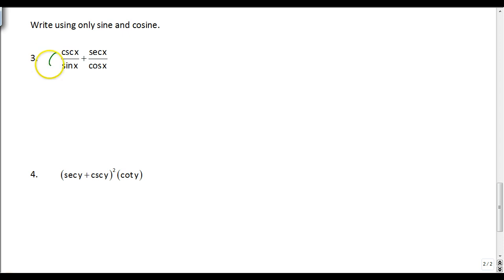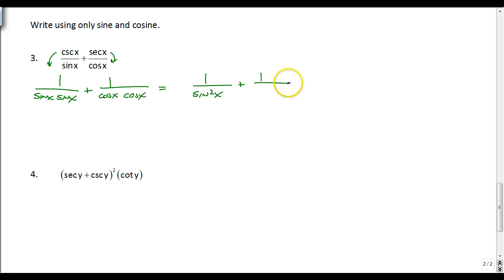We know that cosecant is the reciprocal of sine, so that'll just go downstairs. So this is going to give you 1 over sine x, plus, we can bring this secant down, which would be 1 over cosine x. And of course, you want to simplify those. So that's going to become 1 over sine squared x plus 1 over cosine squared x.